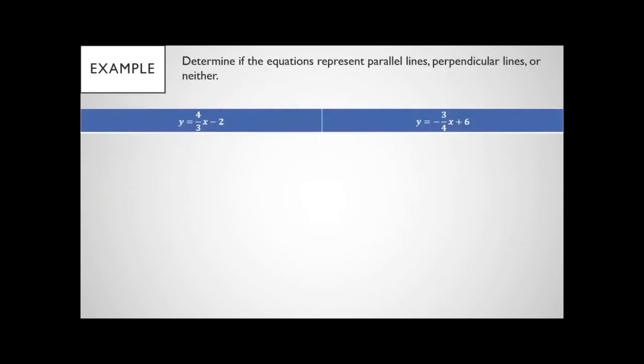All right, determine if the equations represent parallel lines, perpendicular lines, or neither. So what you want to remember here is from when you learned about slopes, parallel lines have equal slopes. So the slope of the first one equals the slope of the second. Perpendicular lines have slopes that multiply to -1. So m1 times m2 gives you -1. And if neither of those are true, then they're neither parallel nor perpendicular.